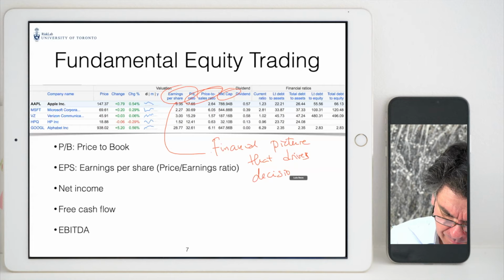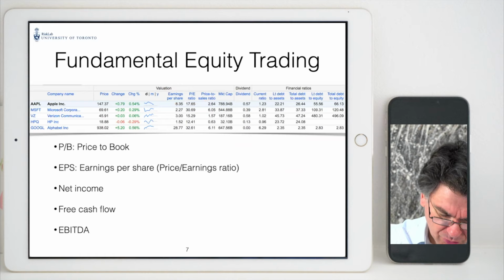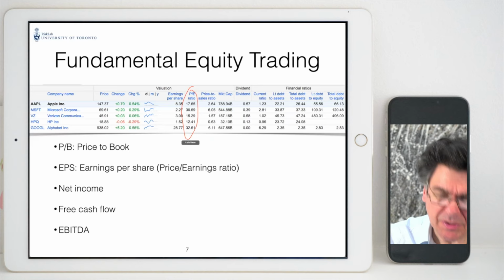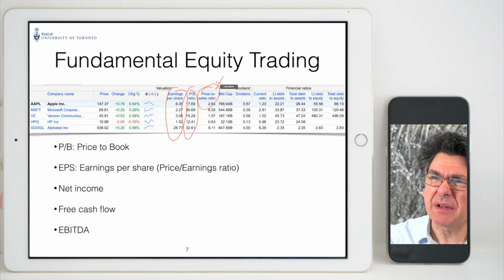In doing this, it's complicated. You have to take into account the sector that the company is in. For example, if you're looking at banks, the PE ratio is not a very good description of the bank. The earnings per share, maybe it is. The price to sales ratio is not. So depending on the sector, these things don't matter.